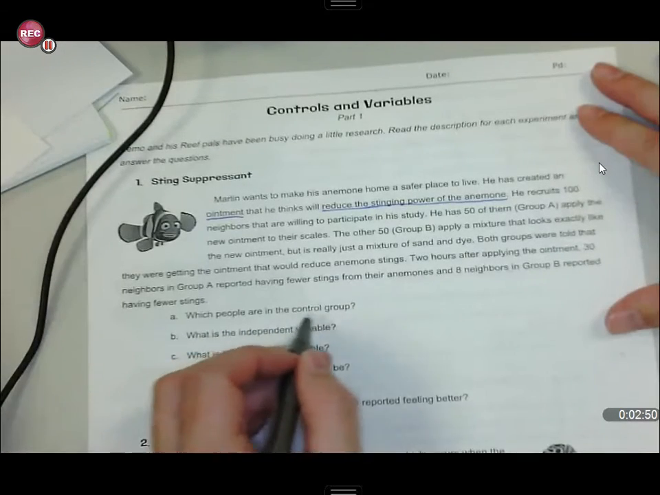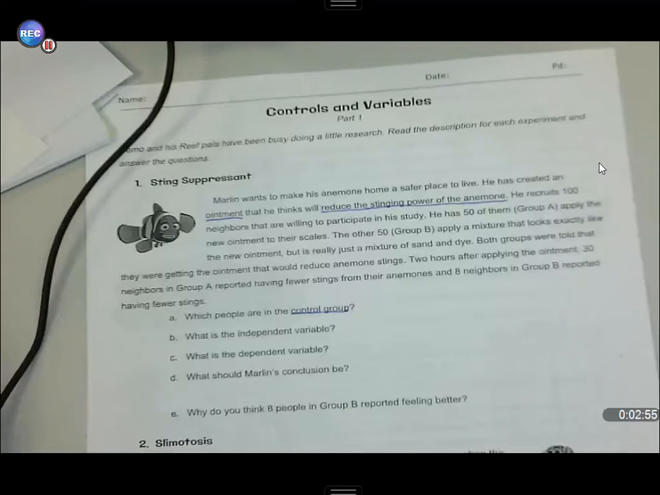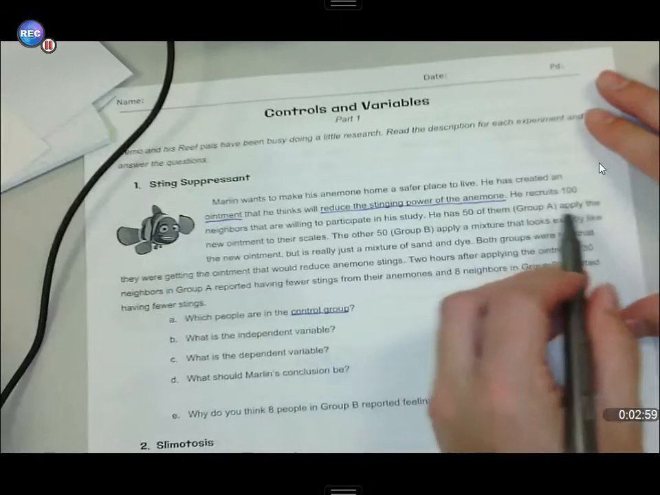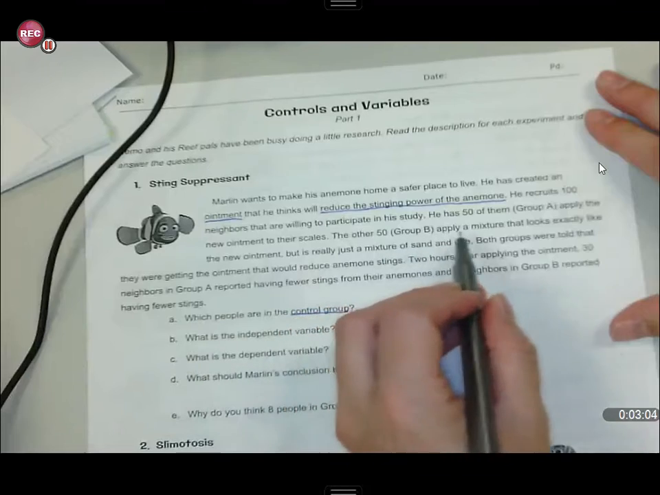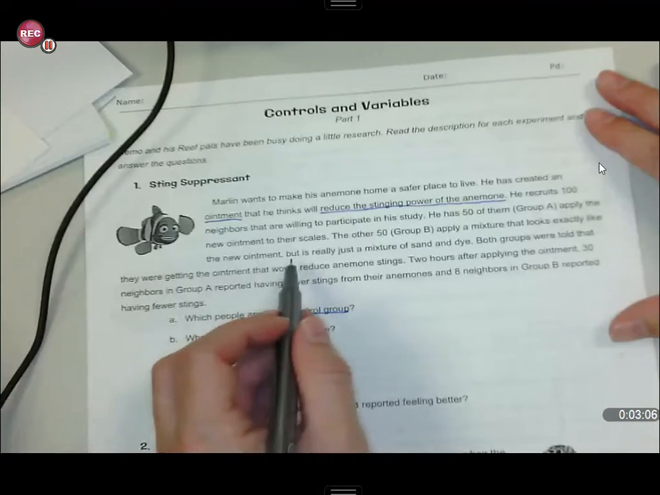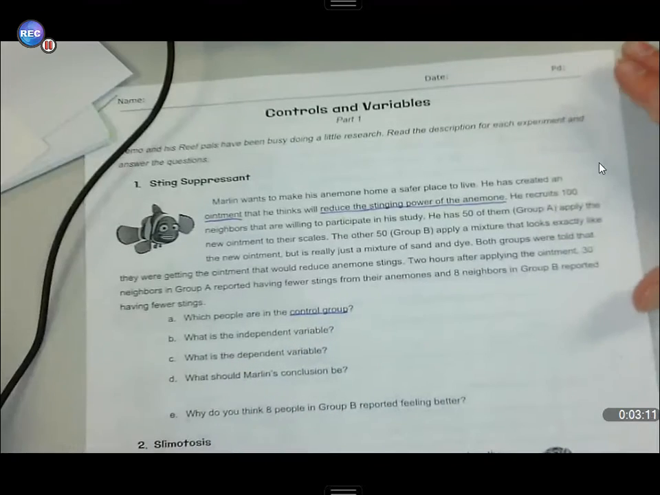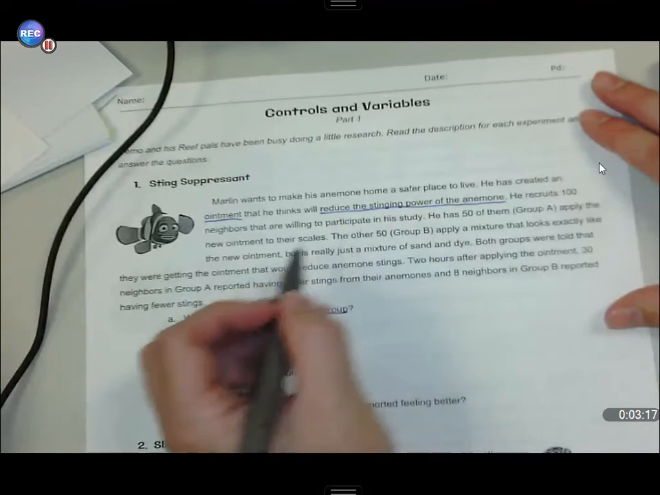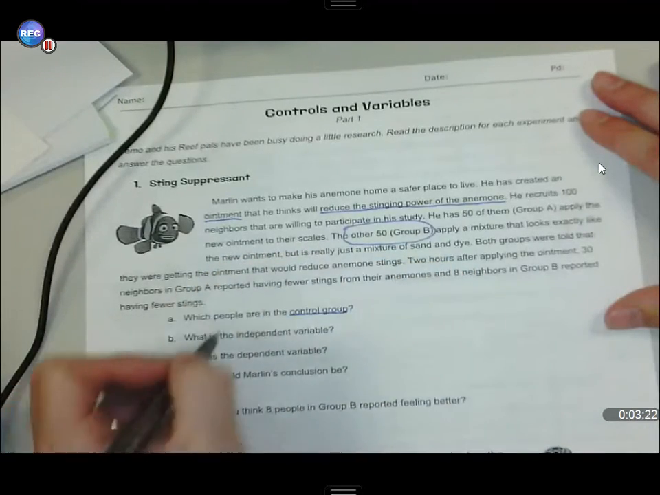So, which people are in the control group? The control group is the group that we leave alone and we don't experiment on them. So in this case, it says that he had 50 of them apply the new ointment to their scalps. Well, that's new. And then the other 50 apply a mixture that looks exactly like the new ointment, but it's really just a mixture of sand and dye. So the control group is the group that is not experimented on. So they're not getting the new ointment. So the people who aren't getting the new ointment are going to be right here. It's going to be Group B.